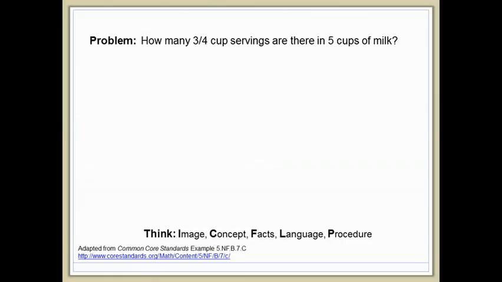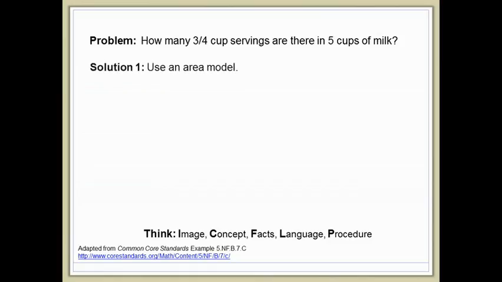So here's our problem. We'll ask how many 3/4 cup servings are there in 5 cups of milk. Mathematically, what we're doing is dividing a whole number, 5 cups of milk, by 3/4 cup, a fraction. You'll notice in this case this is not a unit fraction. In previous examples, we've divided a unit fraction by a whole number and a whole number by unit fractions. And this time we're going to take a whole number and divide by a non-unit fraction and see what that brings up.